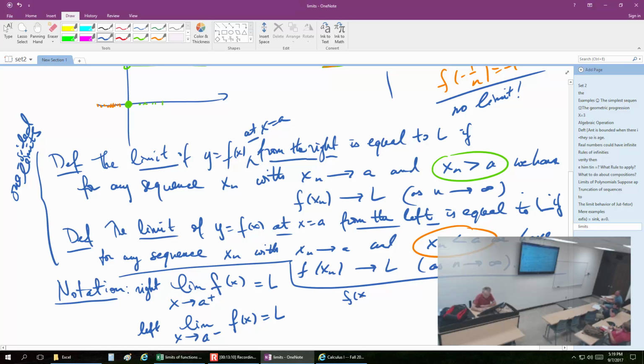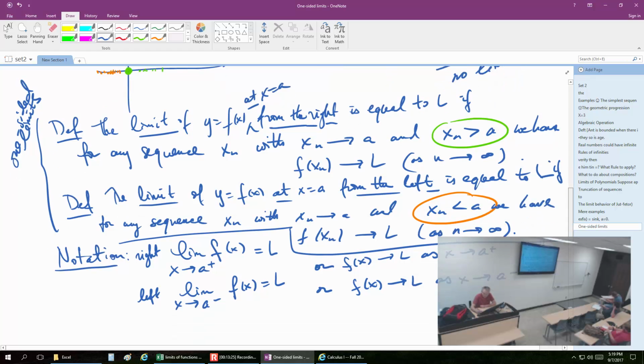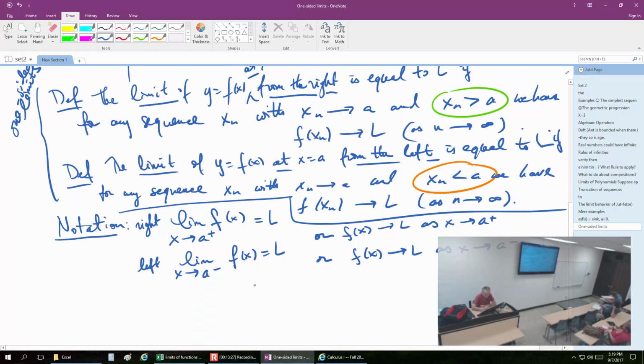Well, you know how we can break it. f of x goes to L as x goes to a plus, and f of x goes to L as x goes to a minus. So that's an alternative way to put it. And there's another way: wherever you have x goes to a plus, it can be replaced with a notation like this. I think this is kind of revealing of what's going on.